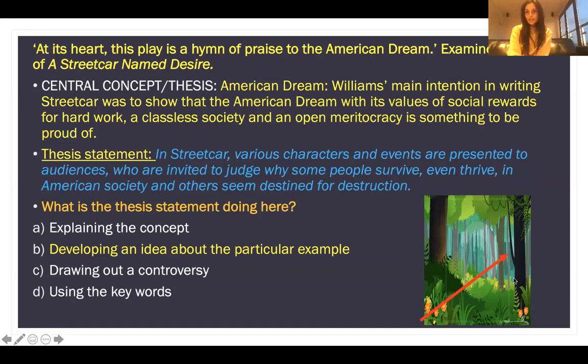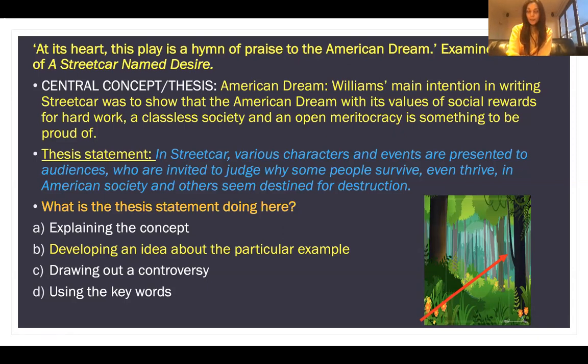For us, it's Streetcar. Now, it's your turn, but remember your general area is conflict in the old and new world, specifically to do with Streetcar and how it presents that conflict. And then now your thesis statement is going to say how that conflict plays out in Streetcar.